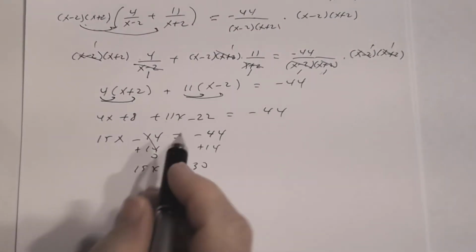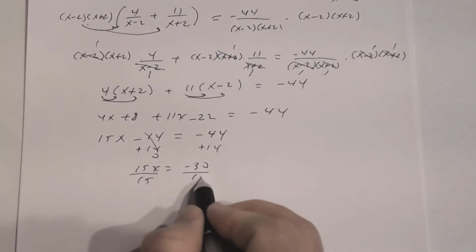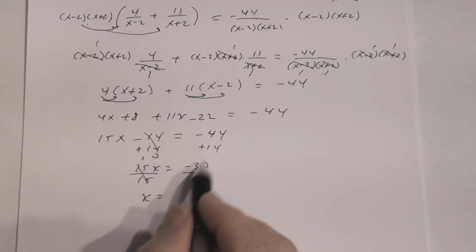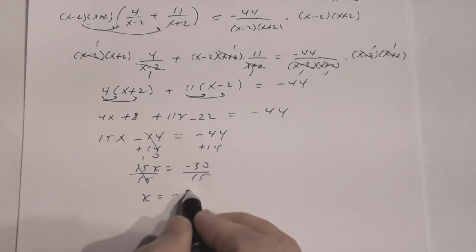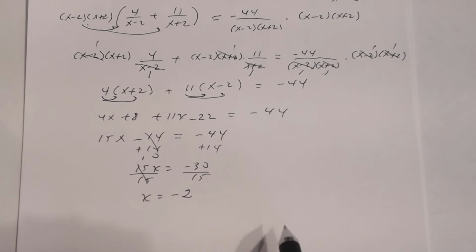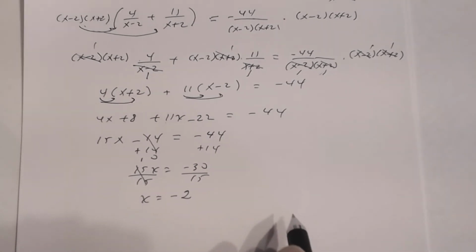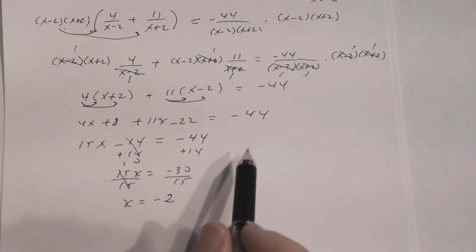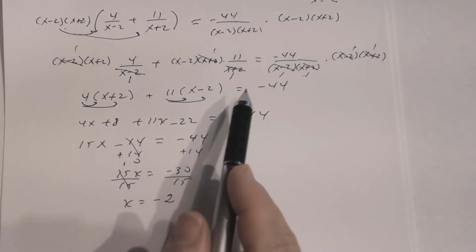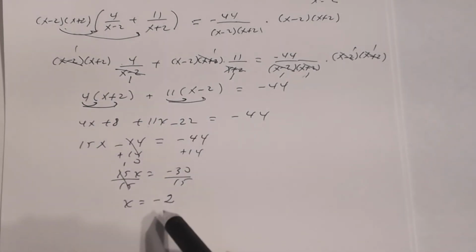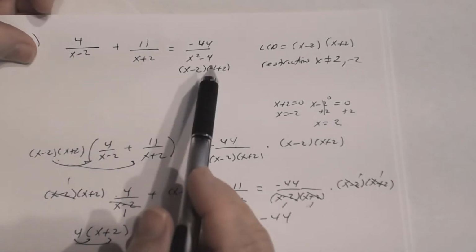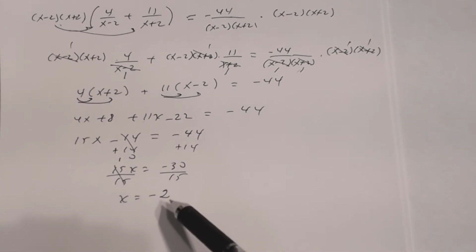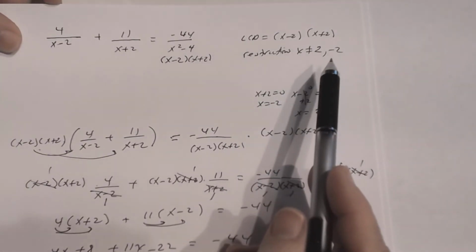And then finally, to get the variable x by itself, I'm going to divide both sides by 15. 15 divided by 15 is 1. 1 times x is x, equal. And then negative 30 divided by 15 is negative 2. Okay? All right, now remember, you are dealing with a rational equation. So this is a solution to this linear equation that I have here. But is this a solution to the rational equation? And the answer is no, because x equal negative 2 is a restriction.